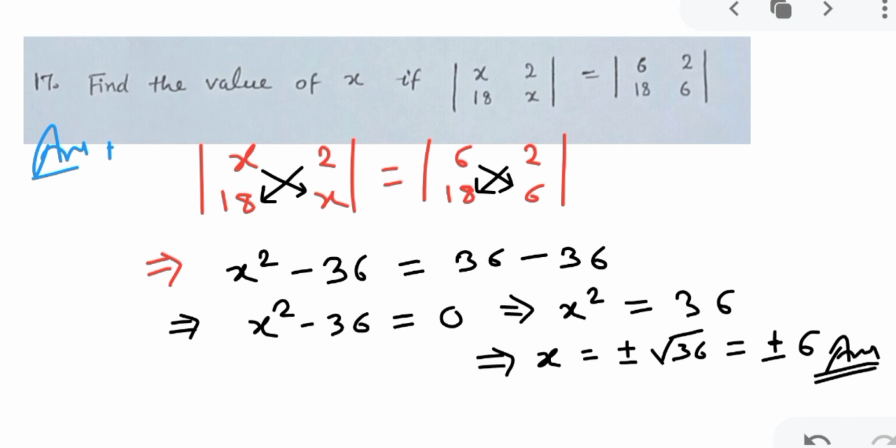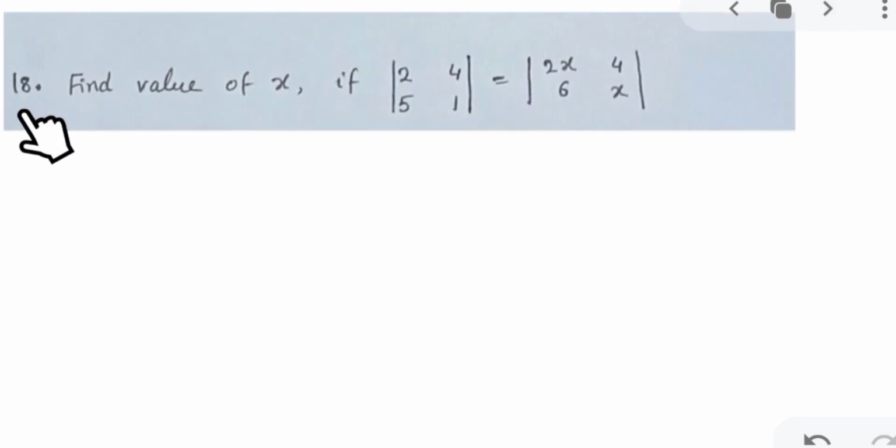Okay, so we have to find the value of x. The value of x is plus minus 6. Plus minus 6 will be our answer. So I hope this question is clear. Now we'll move to question number 18.